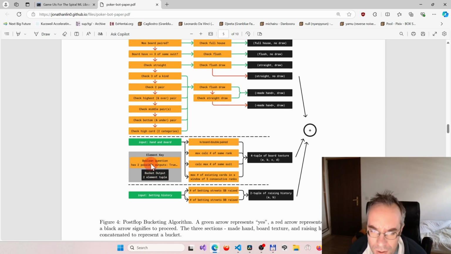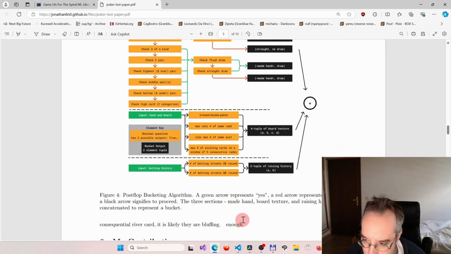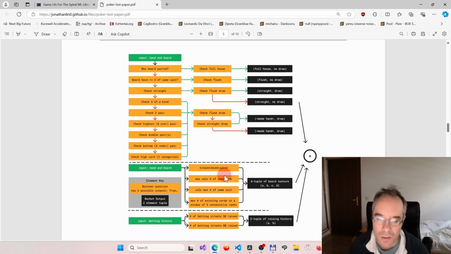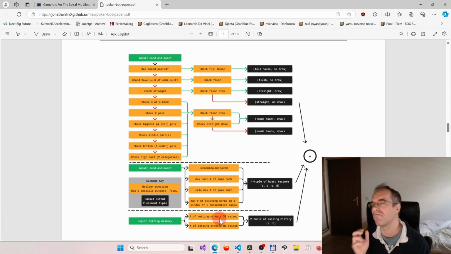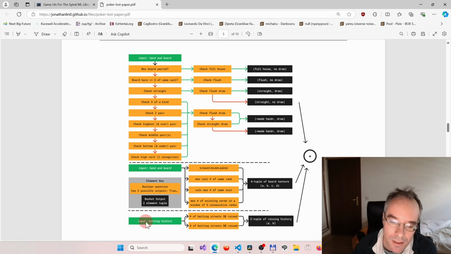I'm looking at this right now, and I cannot see the pot and the stack sizes anywhere here. He's throwing away the exact pot size and the pot sizes that have been raised in betting history, and just counting the number of times this has happened. Okay, so this element key boolean question has two possible outputs, true or false. Bucket output two element tuple. Okay, I cannot understand this.